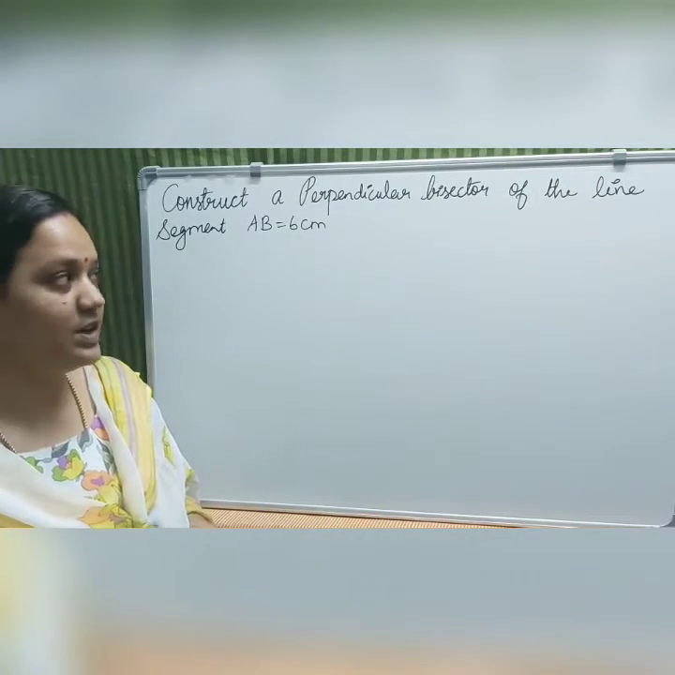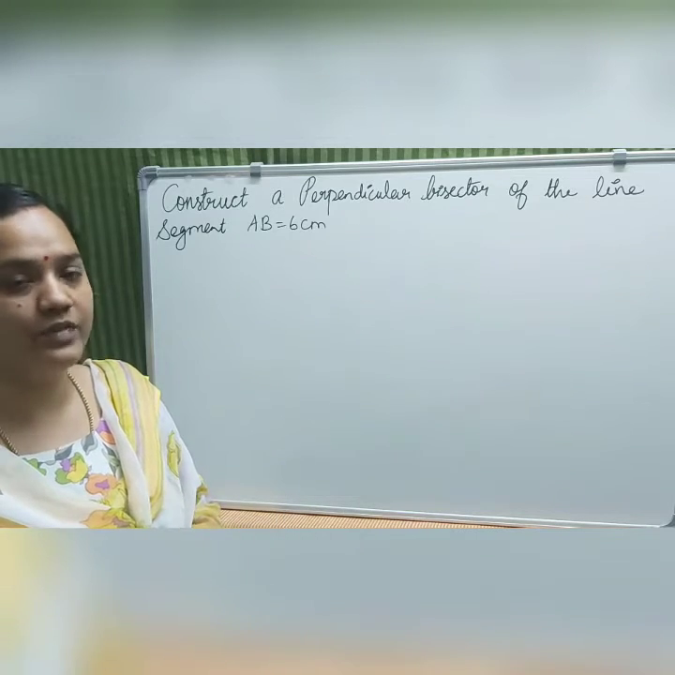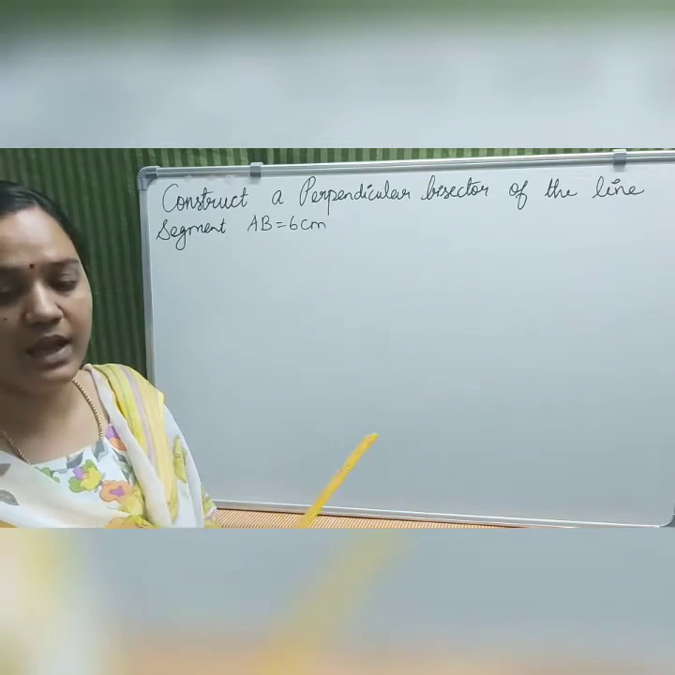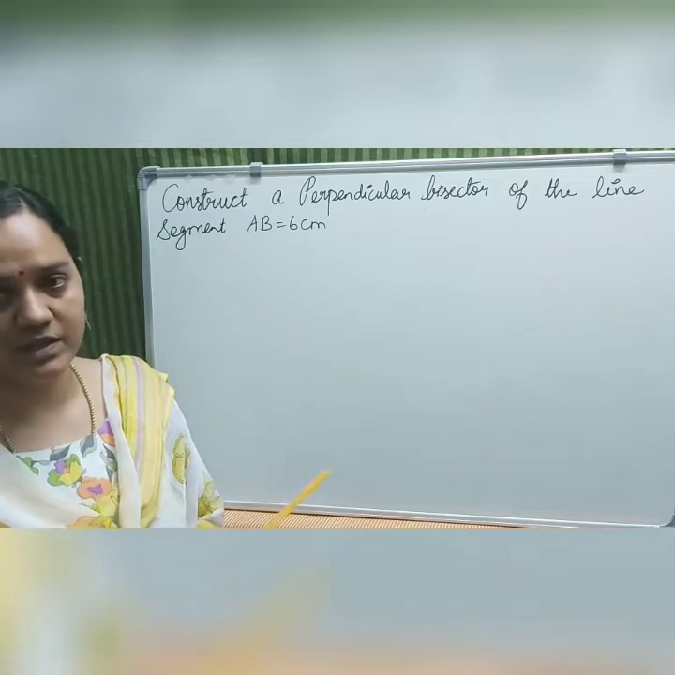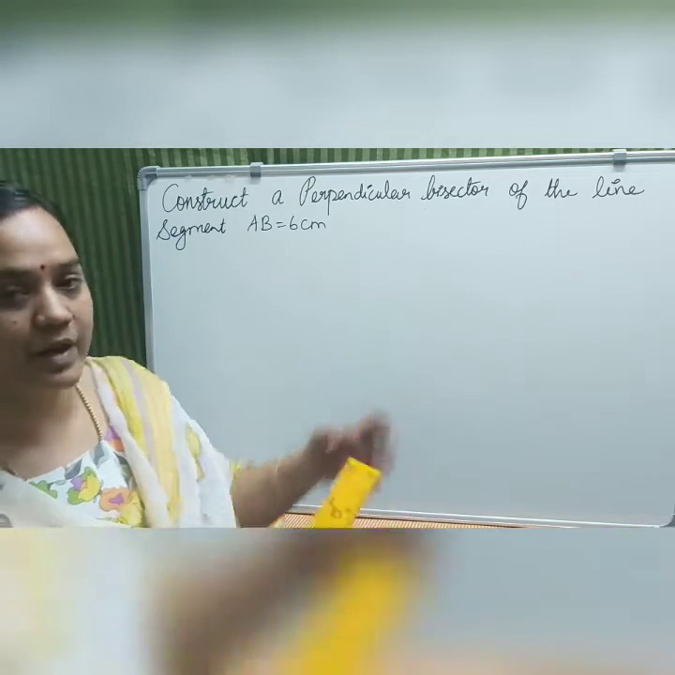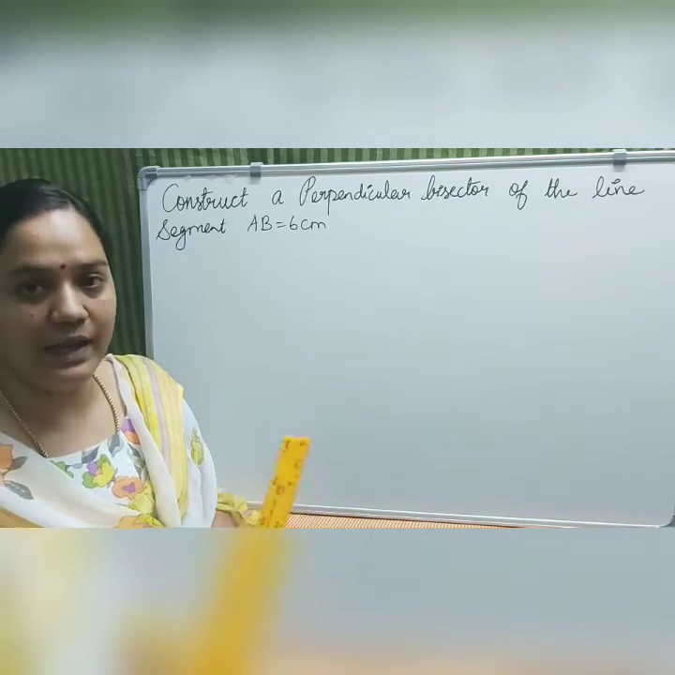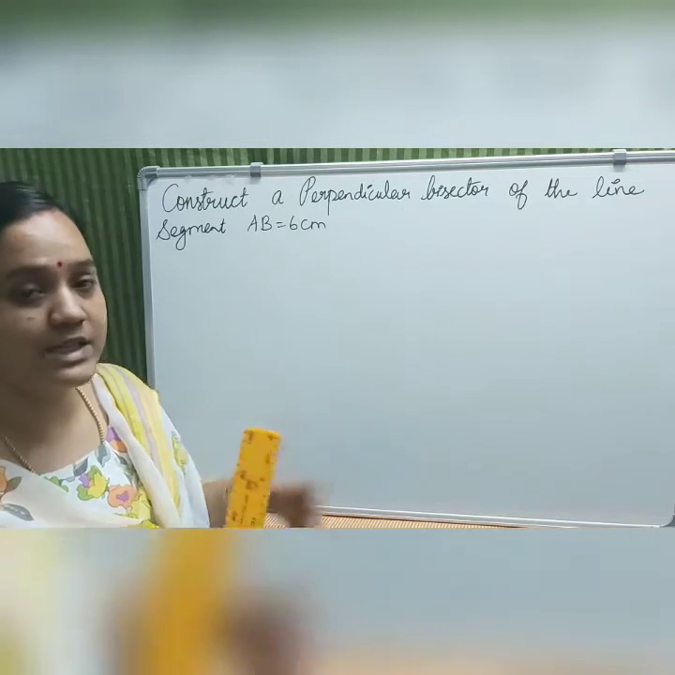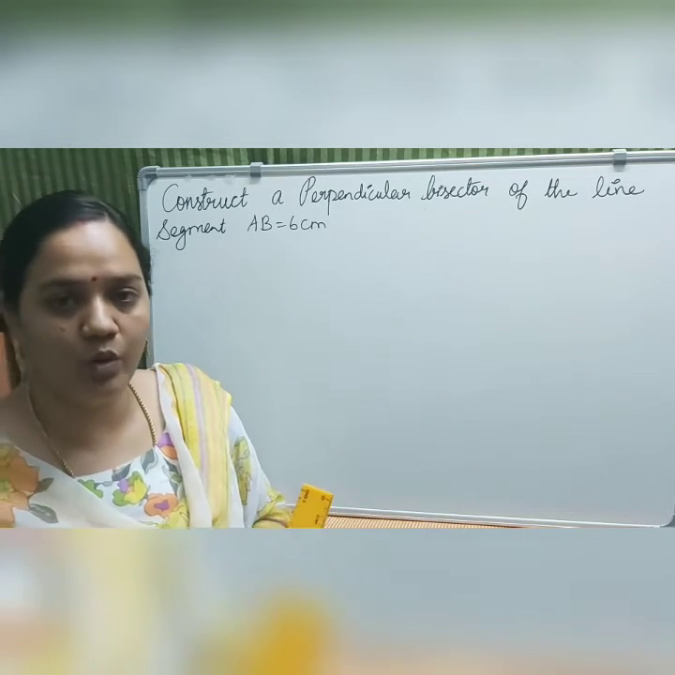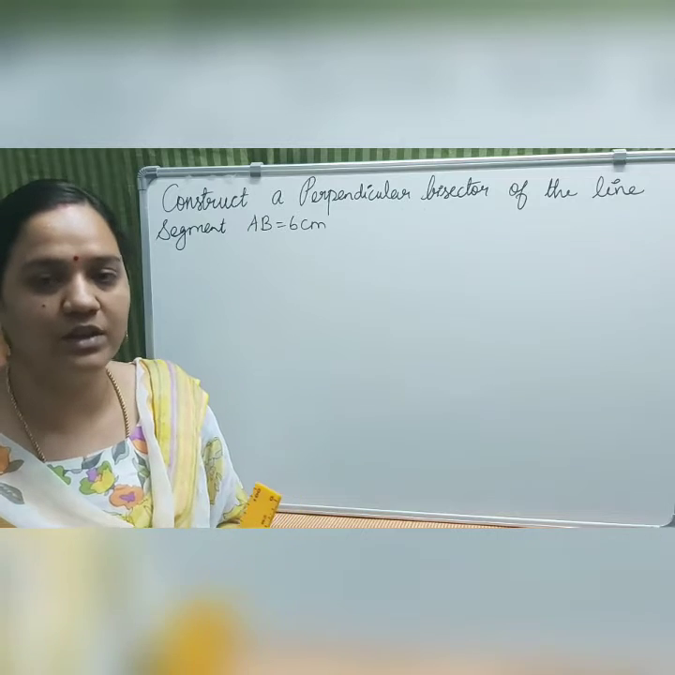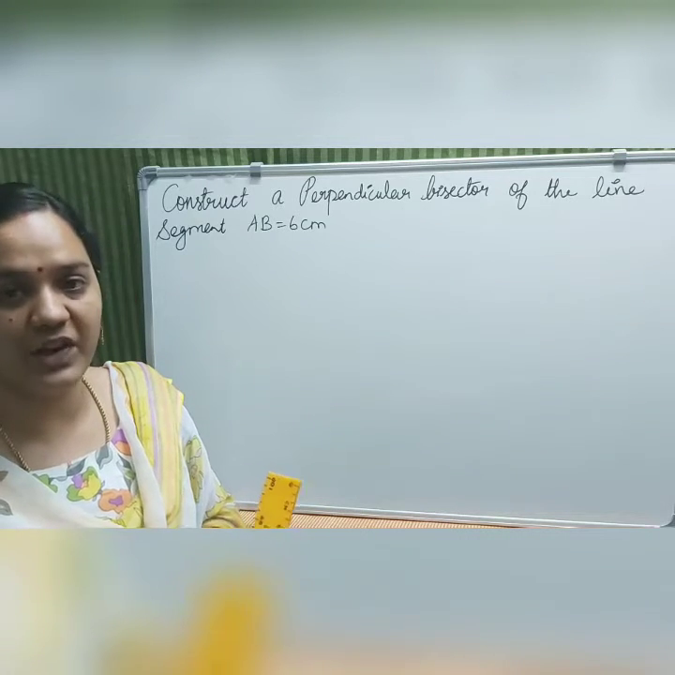We are going to construct a perpendicular bisector of the line segment AB equal to 6 cm. Before constructing it, we should draw the line segment first. I think you all know how to draw a line segment, which you learnt in your 6th standard. So let us recall that.